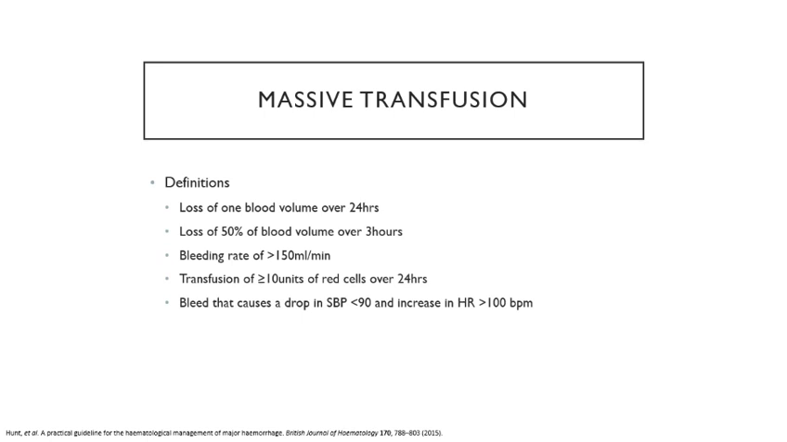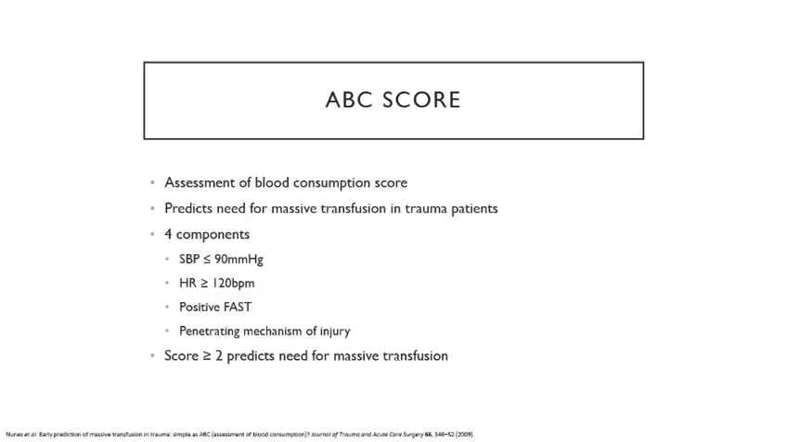The ABC score, or the Assessment of Blood Consumption score, helps identify patients requiring massive transfusions early. The ABC score is validated for both pre-hospital and emergency settings. There are four components to the score, namely systolic blood pressure of less than 90 millimeters mercury, heart rate of more than 120, positive FAST scan, and penetrating mechanism of injury. A score of more than or equal to 2 predicts the need for massive transfusion.